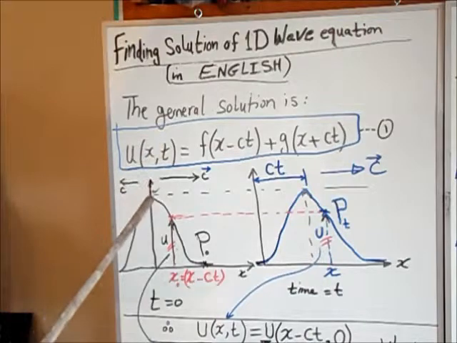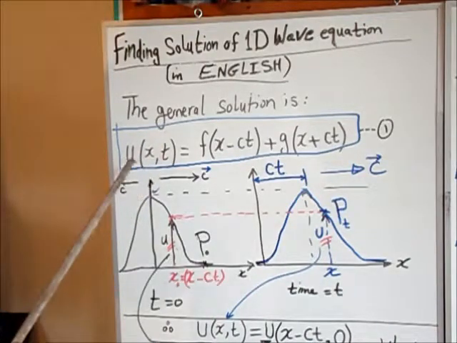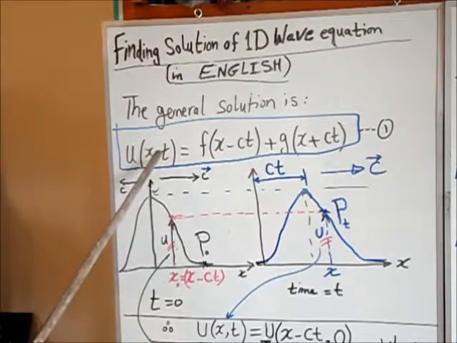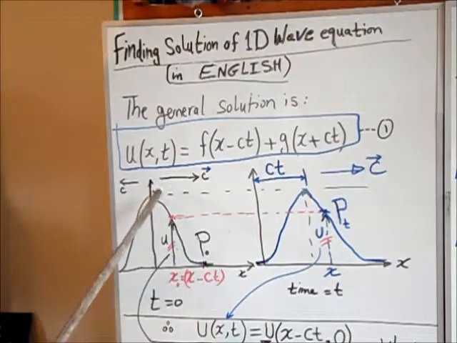So we have here two variables, one is x and one is t. So u depends on both x and t. So let's say t is fixed. Here, let's say this is an example of the initial shape of a wave. Let's say a pulse is given to a string.